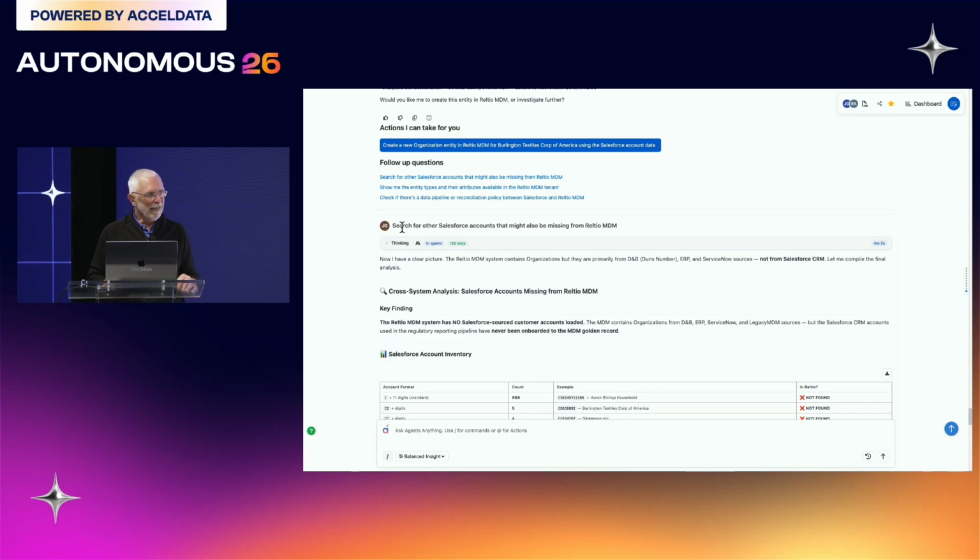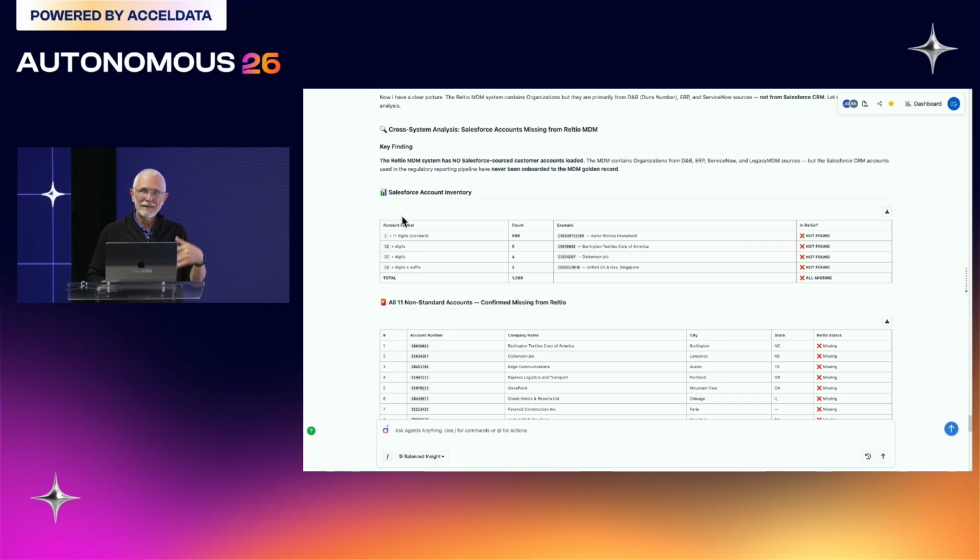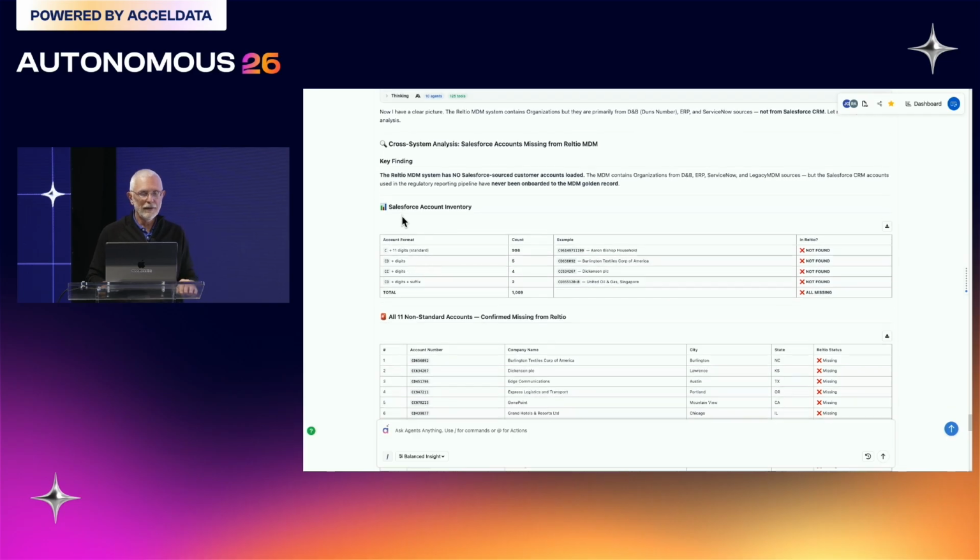So now I give it a much more open-ended question. It says, search for other Salesforce accounts that might not be out there. Now think about what you would have to do to get your data engineering team to go look at your customer master, Salesforce, and Reltio, and then do the reconciliation and review, instead of the few seconds that it takes me. Now, what did it find?